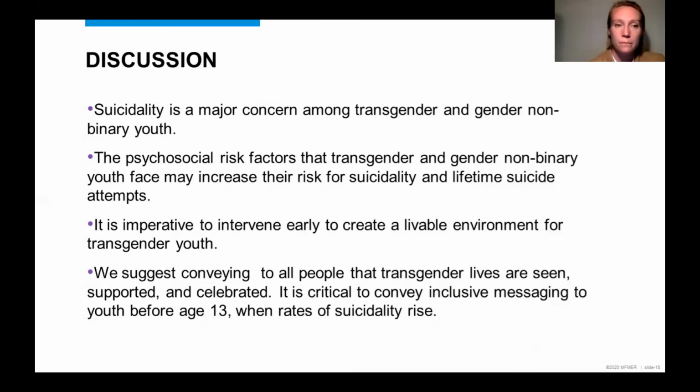And with this, we found that it's very imperative to intervene early in somebody's life in order to create an environment that's livable. So we found that rates of suicide really begin to rise around age 13, and this is consistent with earlier findings of looking at the onset of puberty as being really correlated with the onset also of suicidality. And so it's important to intervene before this stage and to really give people all of the supports that they need, and I'll talk in a bit about what those supports can look like, so that they find that their life can be livable. All right, I think I've covered that last bullet point there.